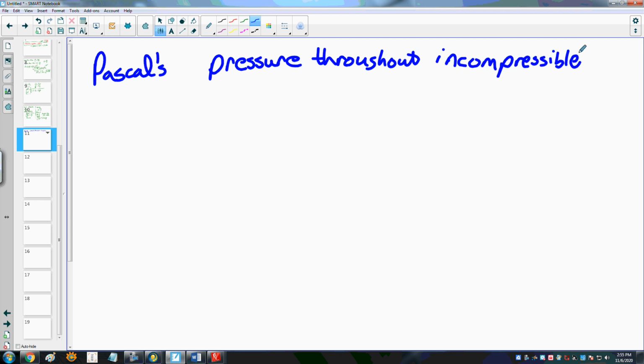It's important that the fluid be incompressible. And when I say an incompressible fluid, I'm basically saying all liquids. Remember, a fluid is anything that flows, and that includes gases and liquids, but an incompressible fluid is only a liquid. Pressure throughout an incompressible fluid is constant. So that means if I apply a pressure at any point in that incompressible fluid, it will be felt at every other point within that fluid.